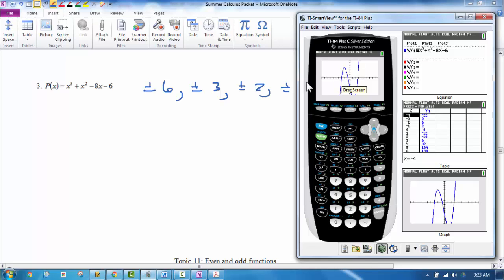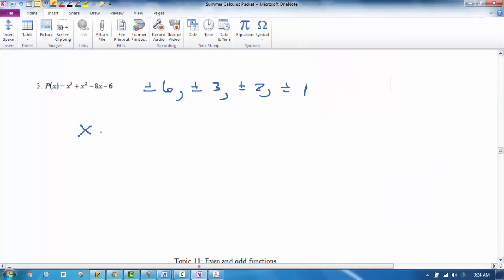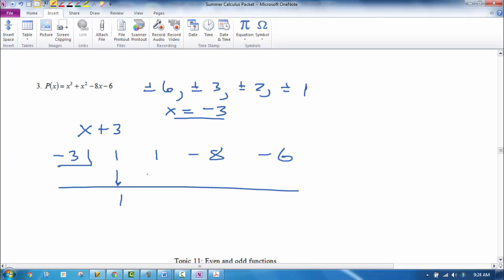So let's take the -3 one. So that'd be x plus 3 is one of the factors. And let's divide that into the polynomial. Now, since -3 is the 0, I'm going to divide in -3 synthetically. 1, 1, -8, -6. So you can do long division if you want, but I'm going to do synthetic. You drop down the 1, and you multiply. You add, and then you multiply. Then you add, and then you multiply, and we get no remainder, which is good.